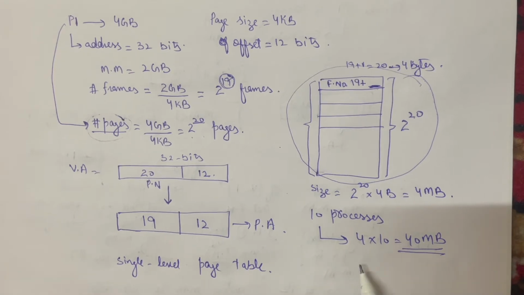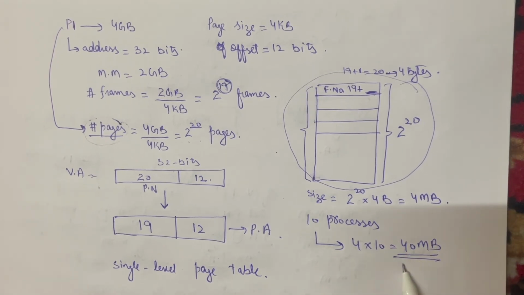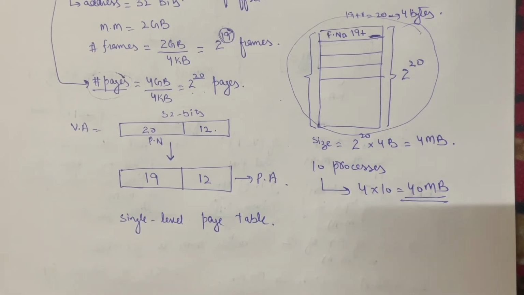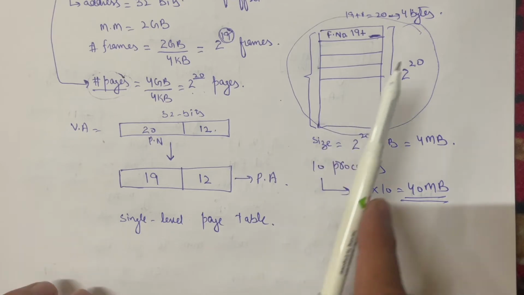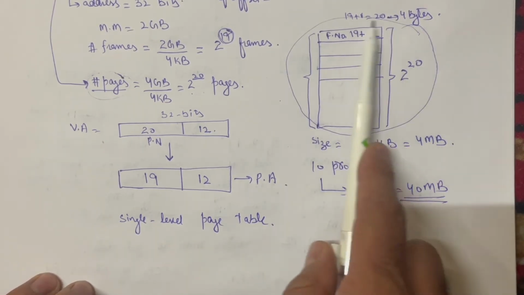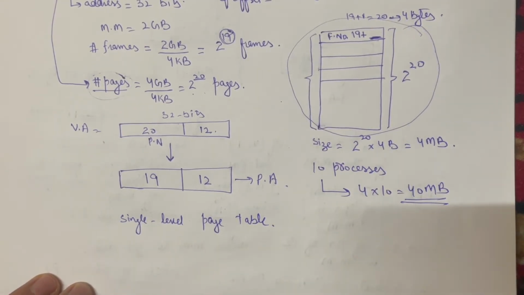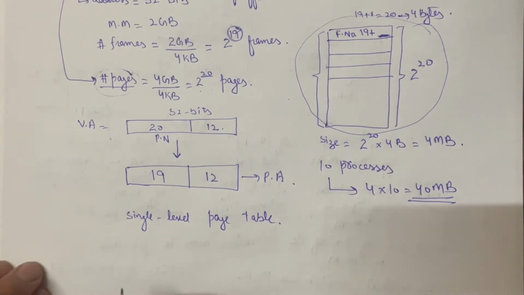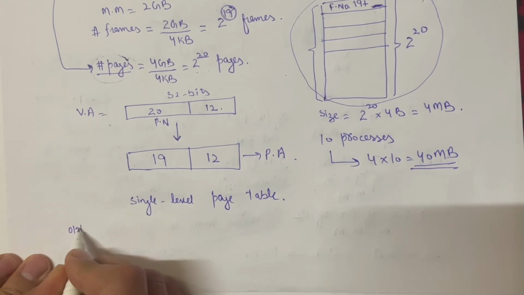So 40 MB of space is reserved for the page tables in the main memory. Our aim now is to decrease the size of page tables. We have already discussed how virtual memory is implemented using the paging scheme and what page tables are. Now we have to see how we can decrease the size of page tables.